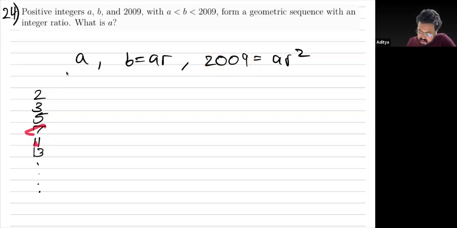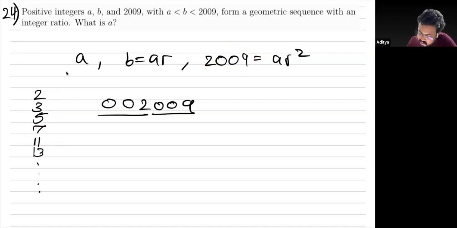7, 11, and 13. A fast trick to check for divisibility by 7, 11, 13 is to take your number, 2009, and split it into two parts. Take the rightmost three digits as one group, the next three digits as another group, bring this 2 below. Basically, if you have even more digits, you add them up.